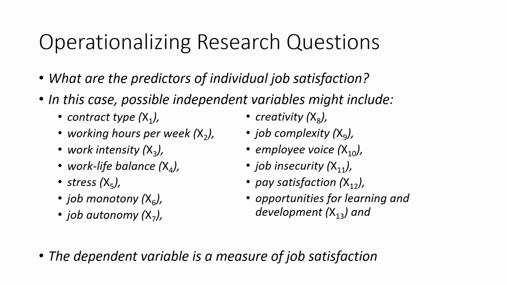Job monotony, how monotonous is your job? Similarly, job autonomy, creativity, how much creativity can you use in your role? Job complexity, employee voice, so how much voice you have in your role might influence how satisfied you are. Job insecurity, your satisfaction with pay and your opportunities for learning and development. So what we're doing is we're trying to test whether each of these 13 predictors predicts job satisfaction whilst holding the other variables constant. And of course, the dependent variable here is a measure of job satisfaction.